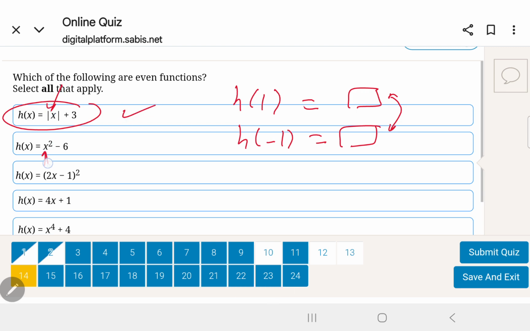If you plug 1 here or minus 1, you get the same answer, so this is correct. If you plug 1 here and minus 1, this is correct. If you try the other options, you will find that they are different. So these are the even functions.